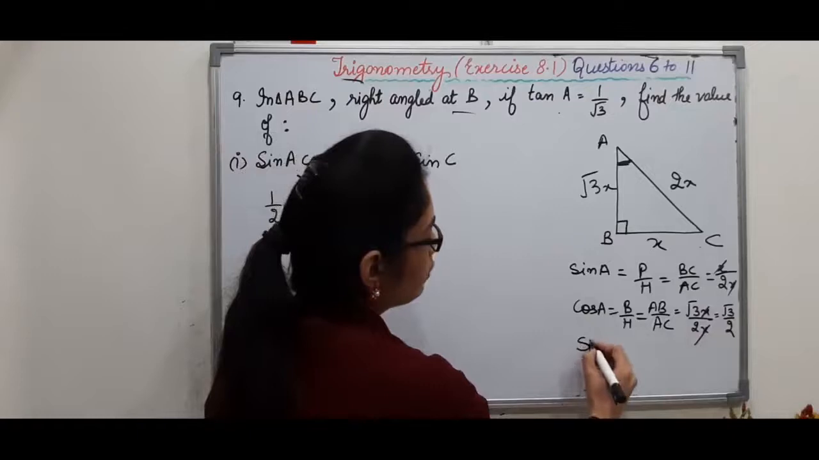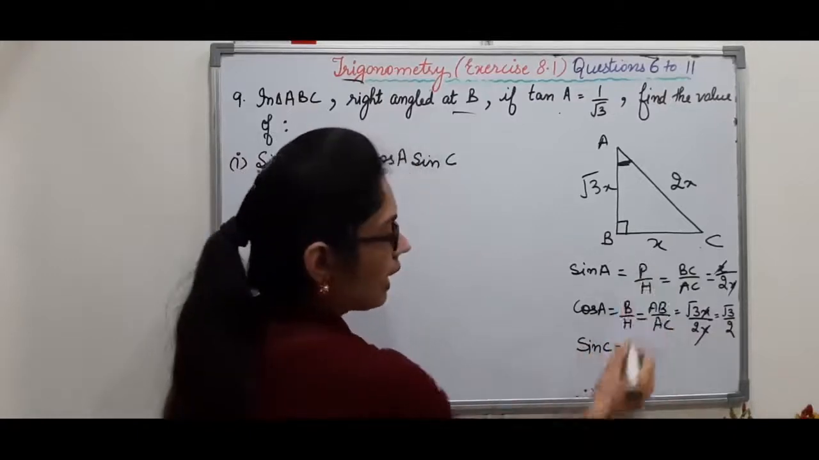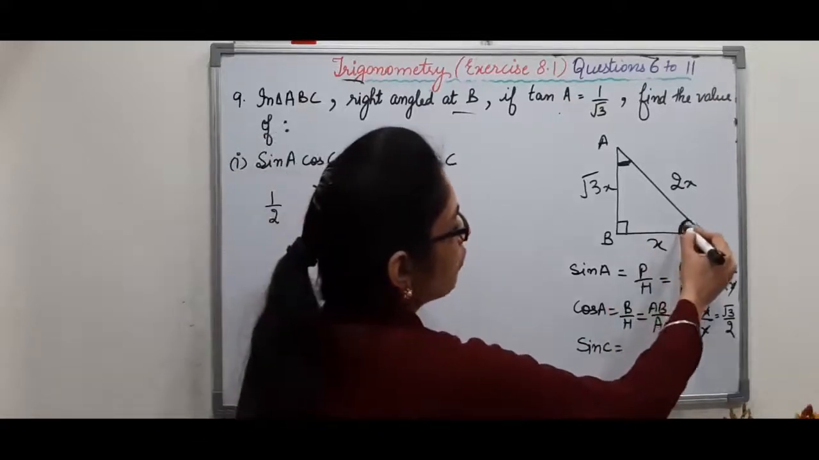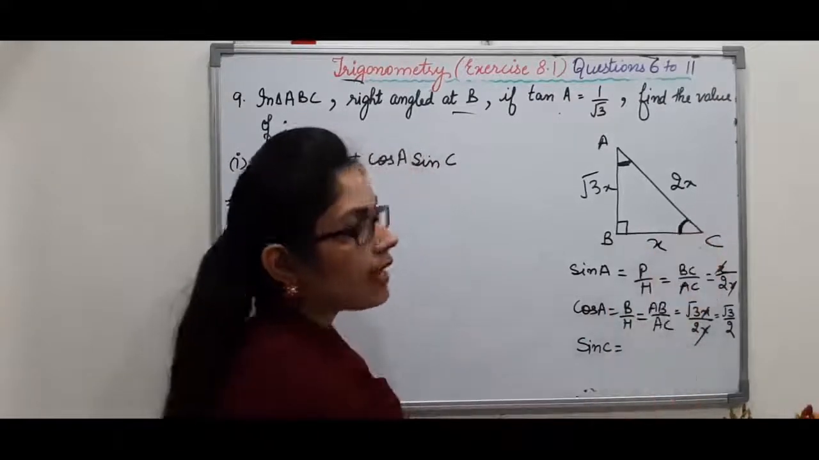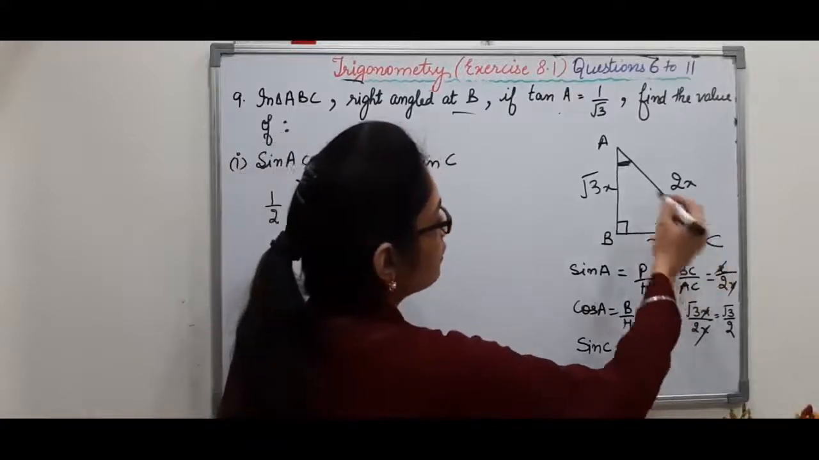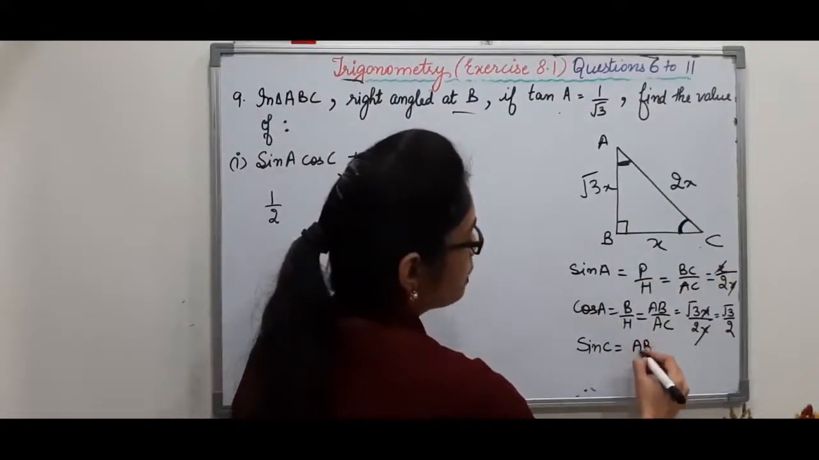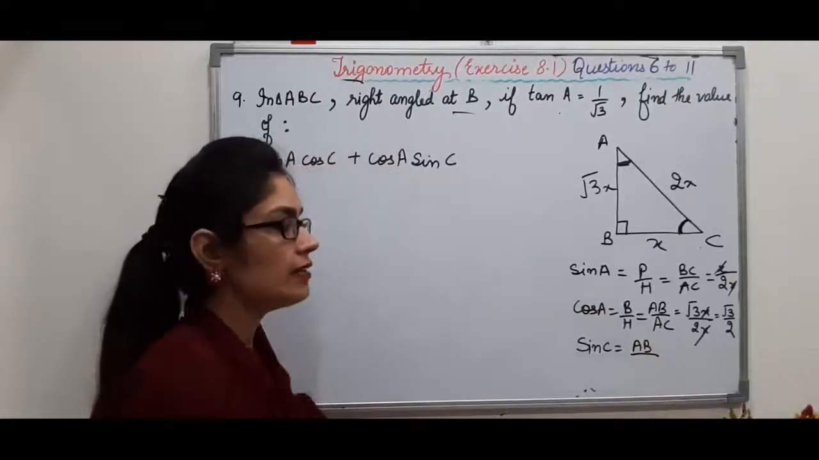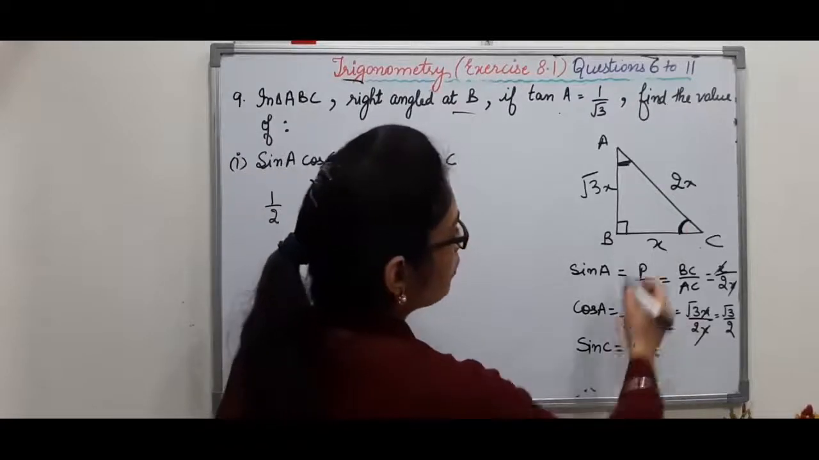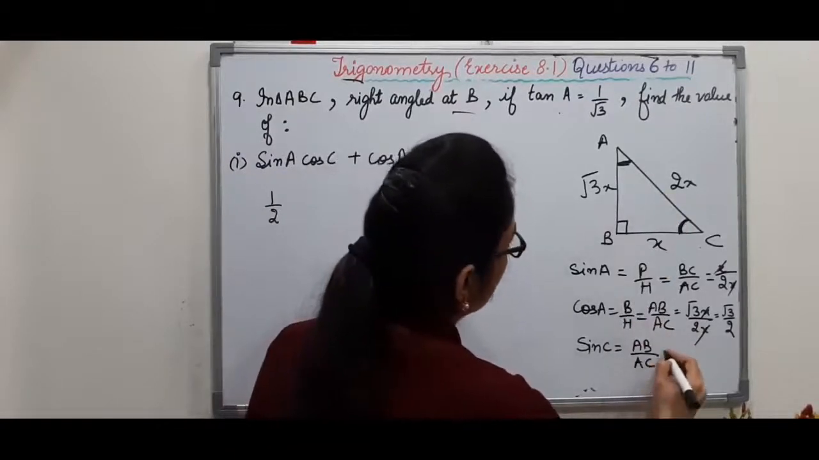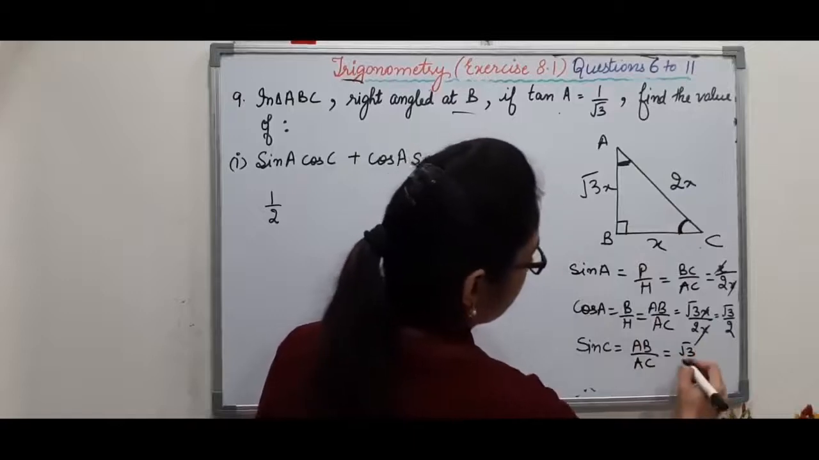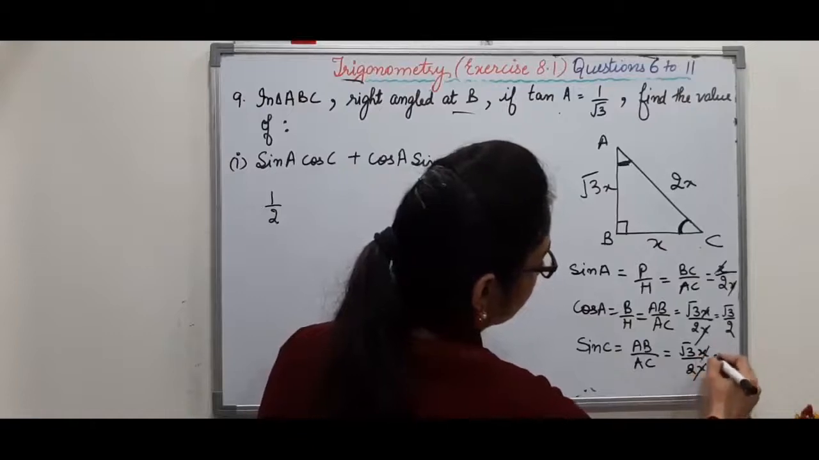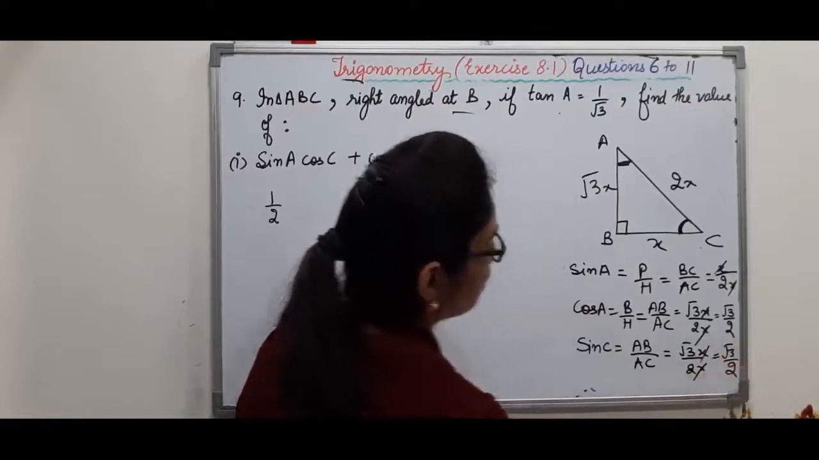So root 3 by 2 is the value of cos A. Now let's find the value of sine C. Sine, we know, is perpendicular upon hypotenuse. So with respect to C, we have to see now. The opposite side with respect to angle C is AB, which means AB is perpendicular. In this case, the opposite side will always be the perpendicular and the adjacent side is the base. So hypotenuse will remain the same, so it is AC. So AB is root 3x, AC is 2x. X and x will get cancelled. So it is root 3 by 2.